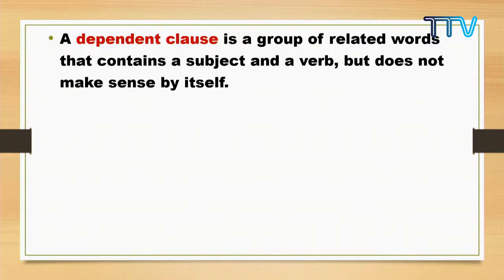Then moving on to the next slide on dependent clause. A dependent clause is a group of related words, because now you know what a clause is, right? It's a group of related words that contains a subject and a verb. But the only difference is here it does not make sense by itself like the independent clause. So no wonder a dependent clause is a group of related words. It has a subject, it has a verb, but the only difference is it does not make sense by itself. A dependent clause is a group of related words that contains a subject and a verb but does not make sense by itself. Okay, so examples.